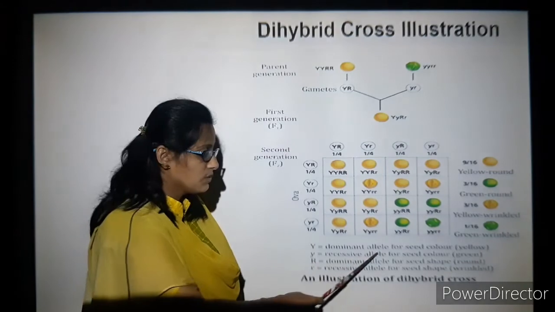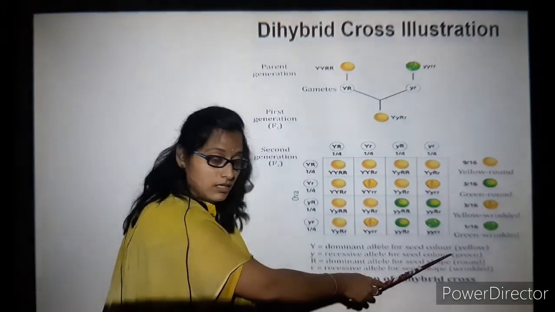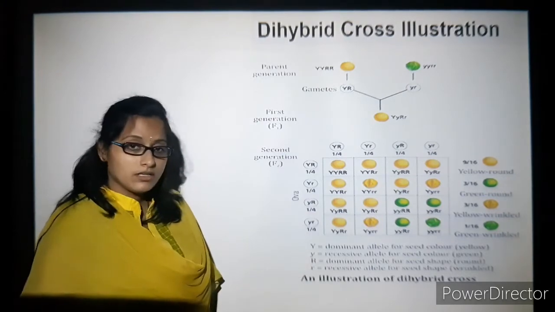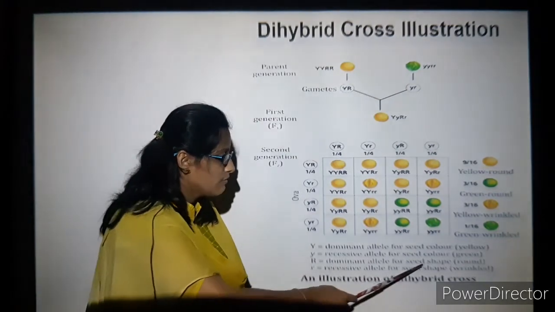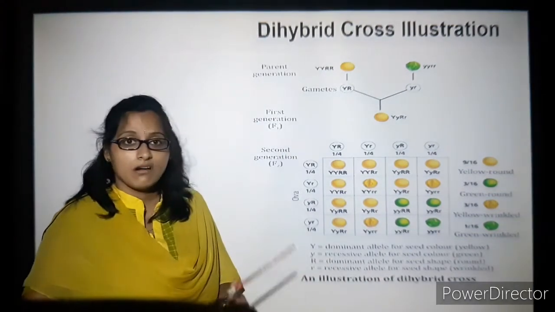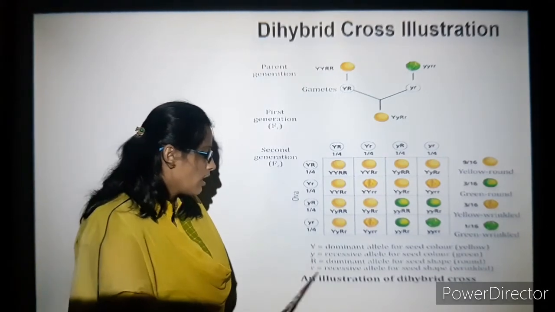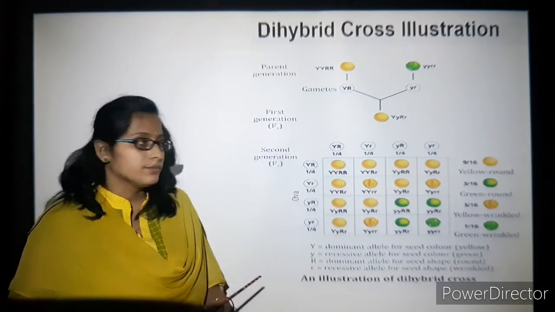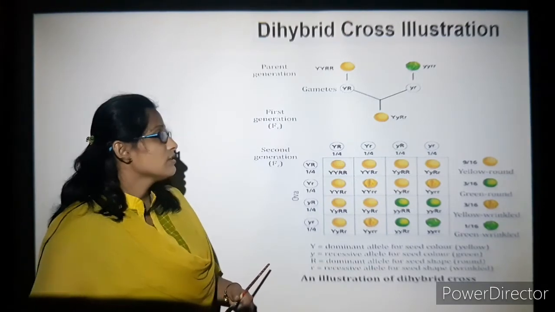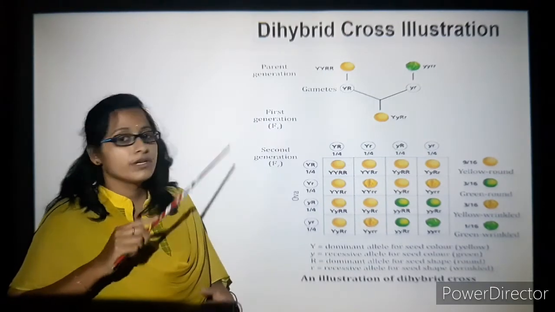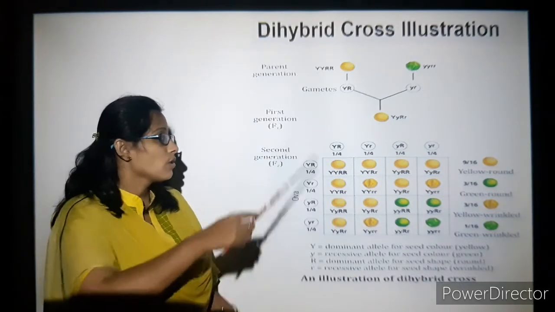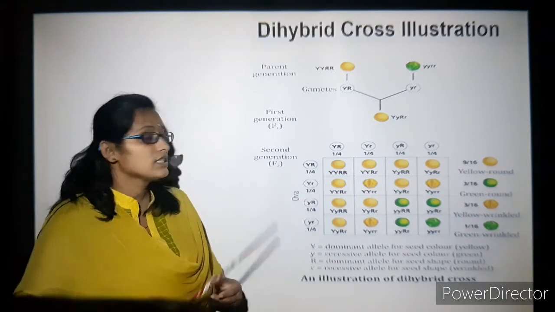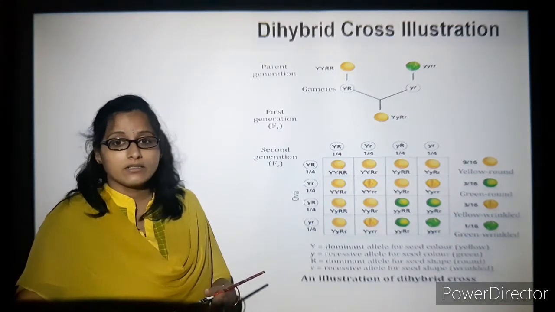So Y is the dominant allele for the seed color yellow, as represented. Small y is the recessive allele for seed color green, and you can see that big R, that is capital letter R, is the dominant allele for seed shape, that is round, and small r is the recessive allele for seed shape wrinkled. So this is about the illustration of dihybrid cross. You can solve it again and again in your rough book, and you can practice it. It's very easy if you practice.